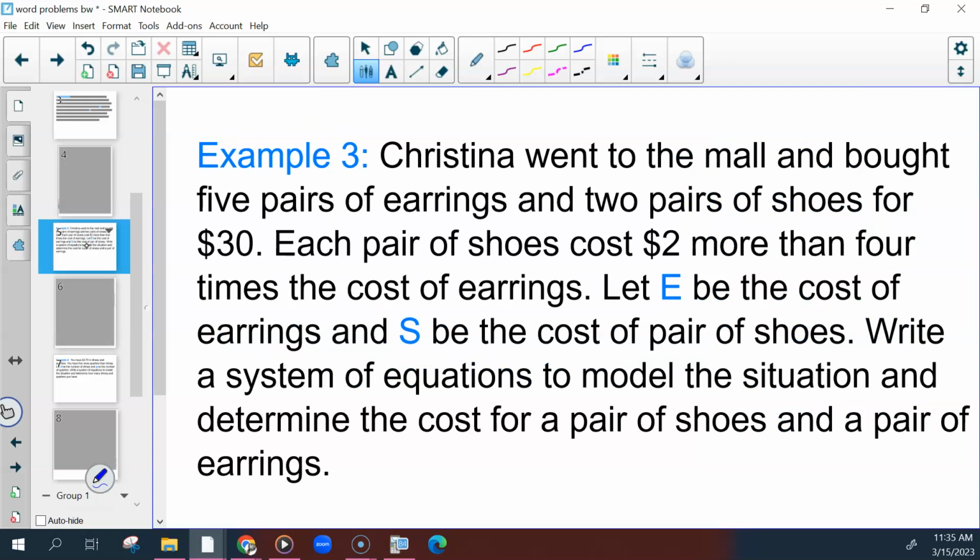So read this along with me, either on the board or on your paper. Christina went to the mall and bought 5 pairs of earrings and 2 pairs of shoes for $30. Each pair of shoes costs $2 more than 4 times the cost of earrings. Let E be the cost of earrings and S be the cost of a pair of shoes. Write a system of equations to model this situation and determine the cost for a pair of shoes and a pair of earrings. What is important there?